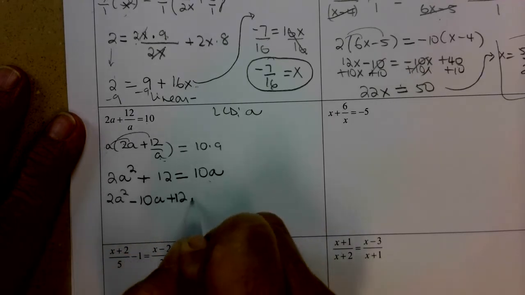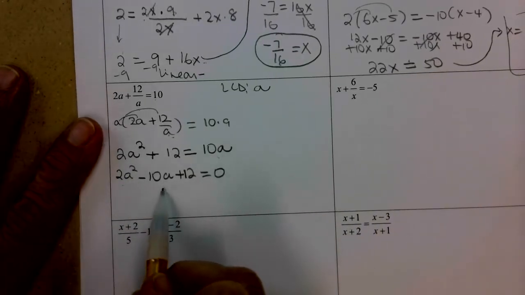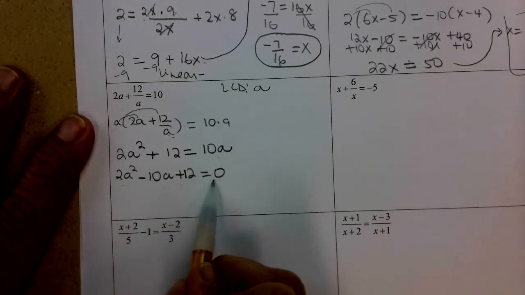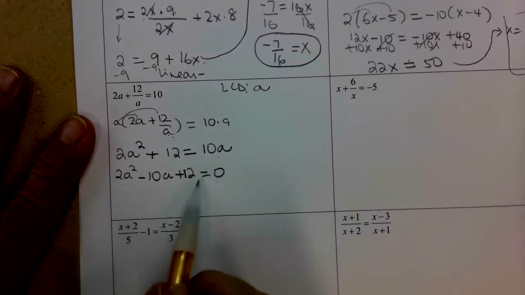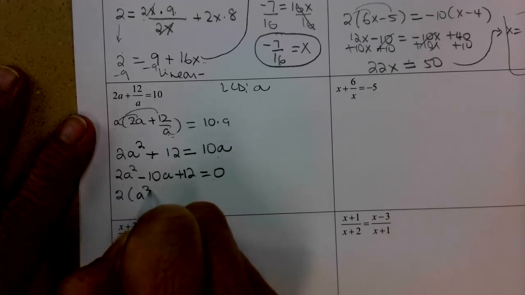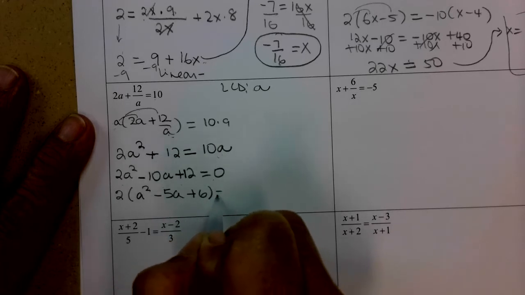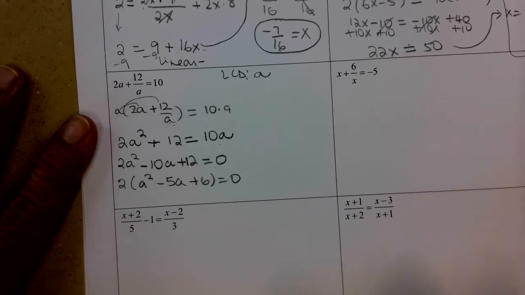And I went ahead and put it in its usual spot in the middle there. So 2a squared minus 10a plus 12 equals 0. So we have to factor that. The first thing I'm going to do is take out the common factor of 2. So a squared minus 5a plus 6 equals 0.